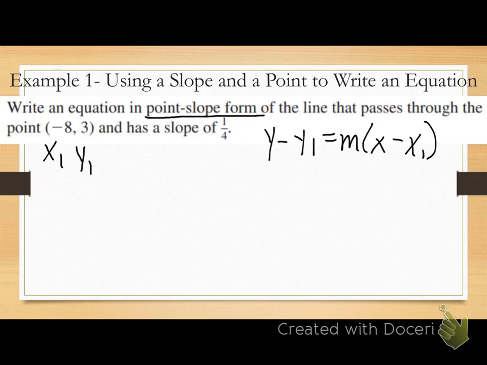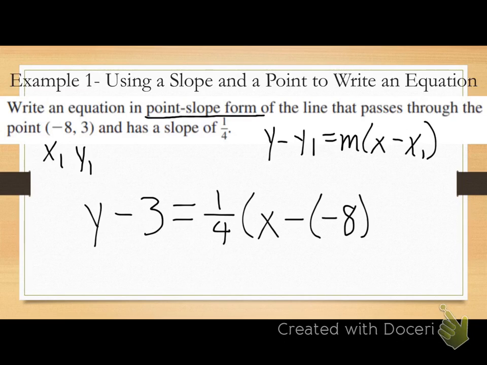Does anything happen to that first y? No, it just stays as y. Minus, what's our y1? -8. Or 3, my fault. 3, so just y minus 3. Equals, what does m represent? Slope. What is my slope in this case? 1/4. Times, does that first x change or anything? No, it stays as x. Minus, what's my x1? -8.